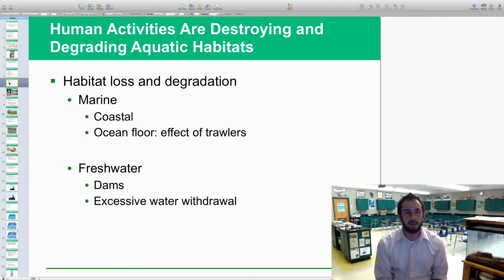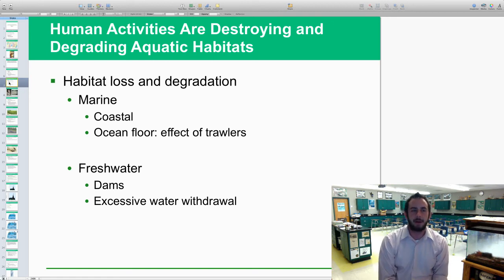And it's happening mostly in the coastal regions as well as the ocean floor. And we're going to talk about the effect of trawlers. A trawler is a type of netting that literally scrapes the bottom of the ocean floor to collect fish. And so we're going to take a closer look at trawlers in a little bit, and at what kind of damage they actually do.